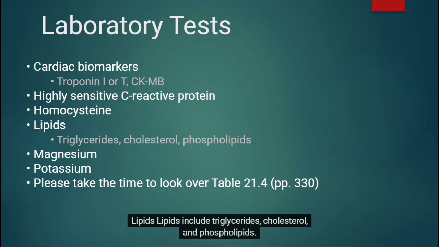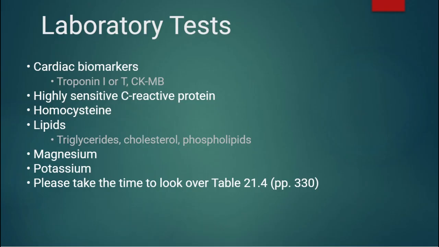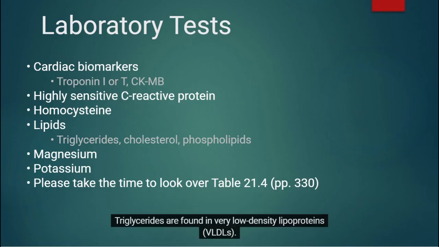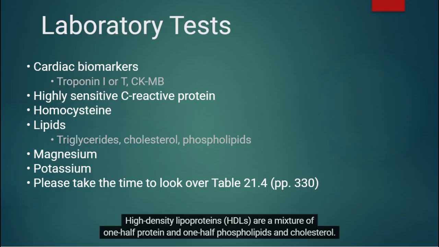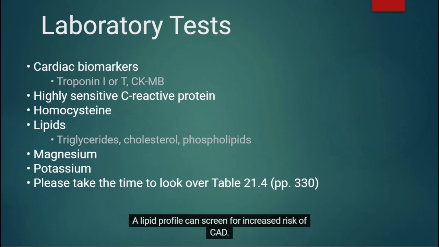Lipids include triglycerides, cholesterol, and phospholipids. Lipoproteins carry these lipids attached to proteins. Triglycerides are found in very low-density lipoproteins, VLDLs. Cholesterol is mainly found in low-density lipoproteins, LDLs. High-density lipoproteins, HDLs, are a mixture of 1/2 protein and 1/2 phospholipids and cholesterol.